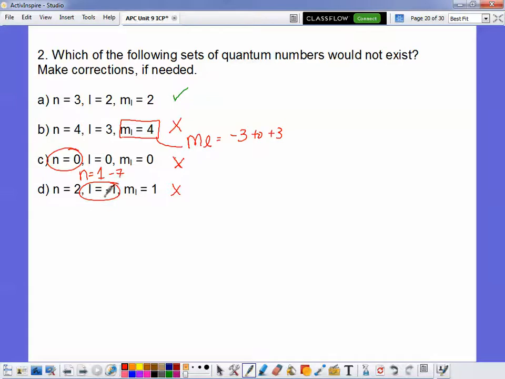Okay, so L, in this case, because N is 2, L can only be 0 or 1. In order for it to fit with the M sub L, L would have to be 1. Otherwise, M sub L would also be wrong.